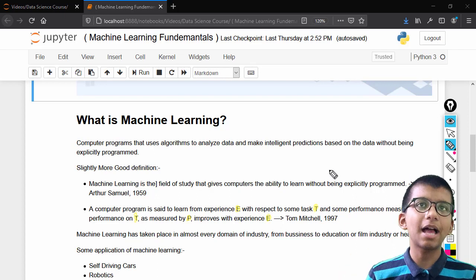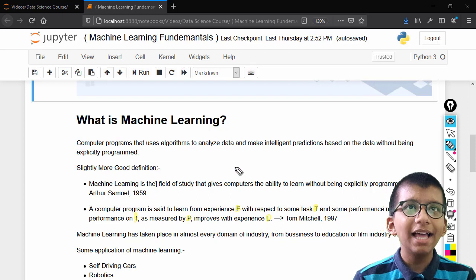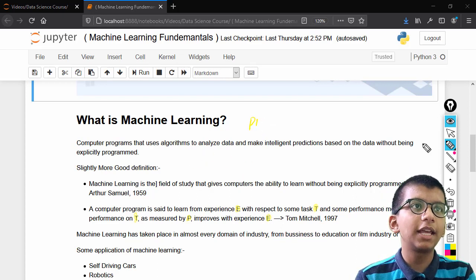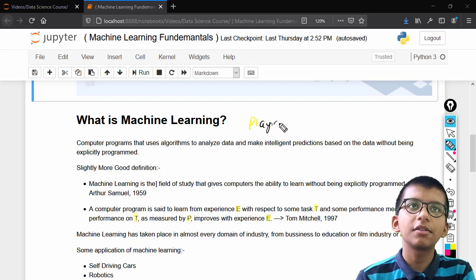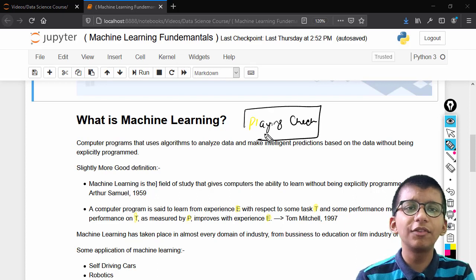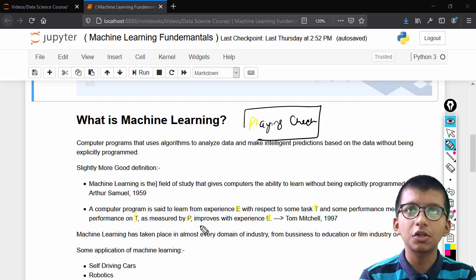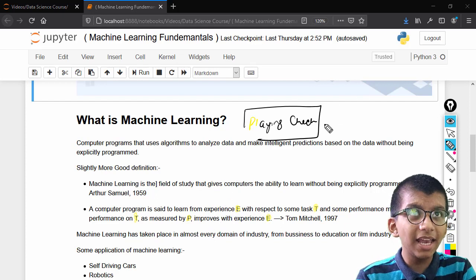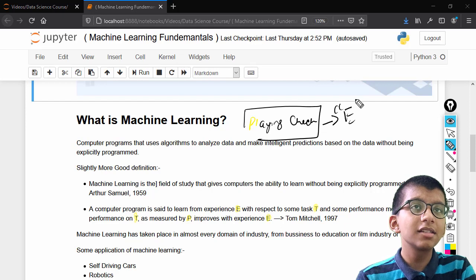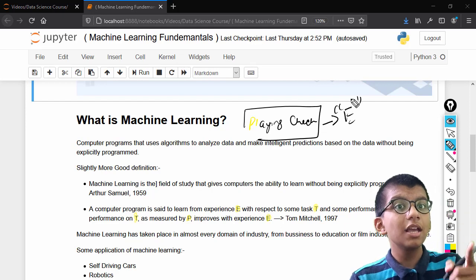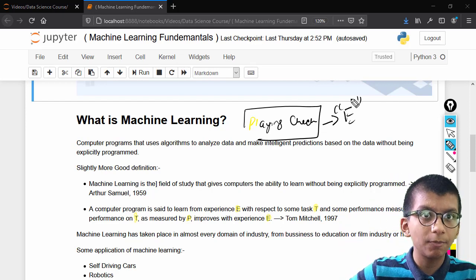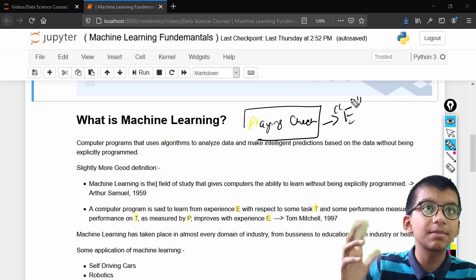So let's take an example. That's an example of playing checkers, okay? So let me write playing checkers. So this is our example. Here let's fit this example onto this definition. A computer program is said to learn from the experience E. In this case, what does E, experience, mean? It means how much the machine has played.